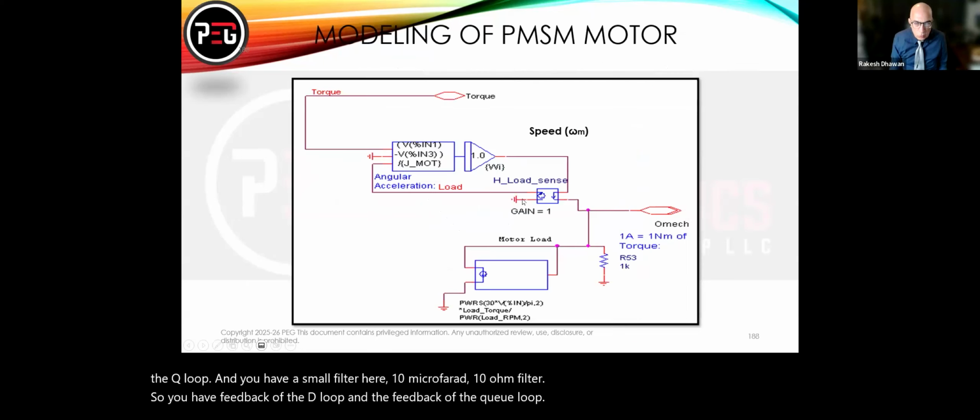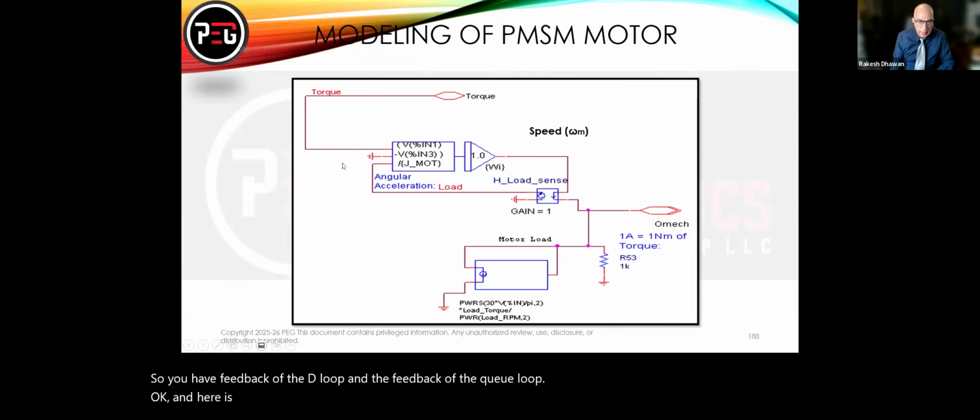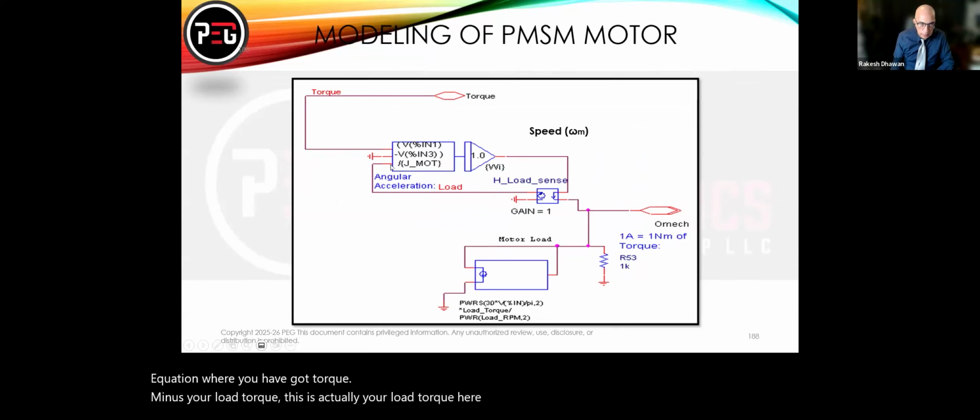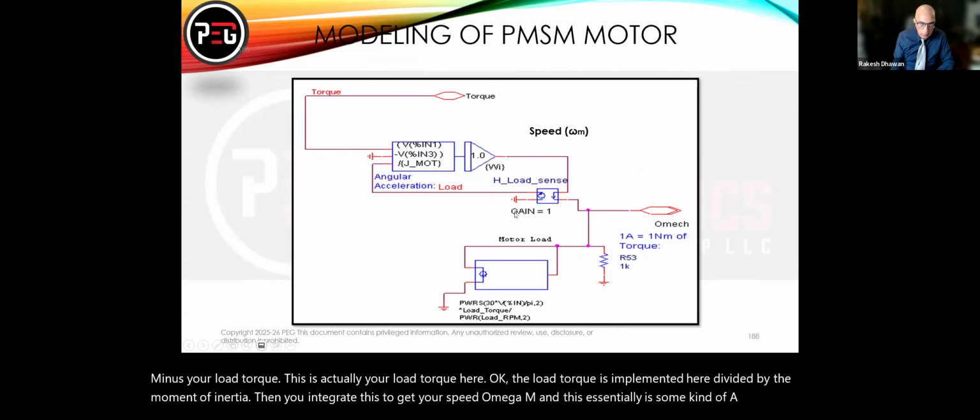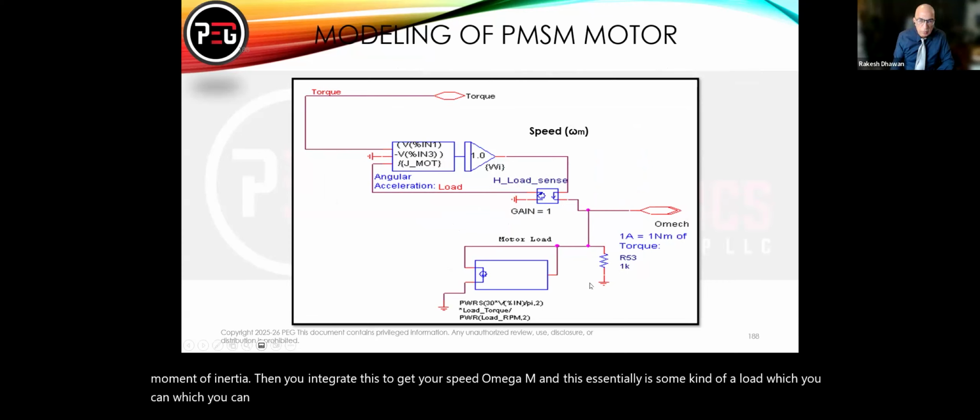Okay. And here is your motor mechanical equation where you have your torque minus your load torque. This is essentially your load torque here. The load torque is implemented here, divided by the moment of inertia. Then you integrate this to get your speed omega m. And this essentially is some kind of a load which you can simulate. It can be an arbitrary fan load which you can simulate to put a load on your motor.